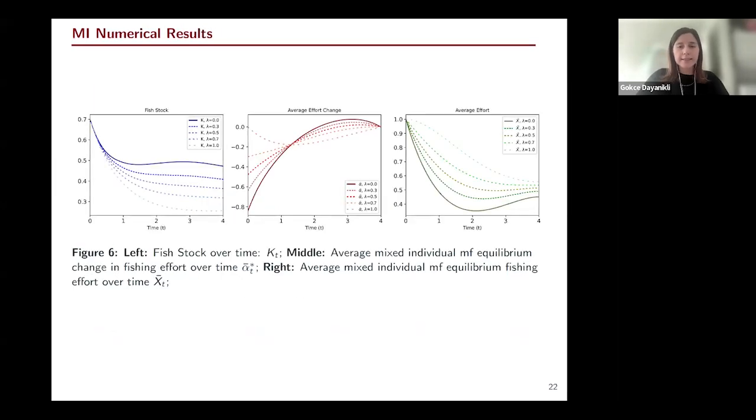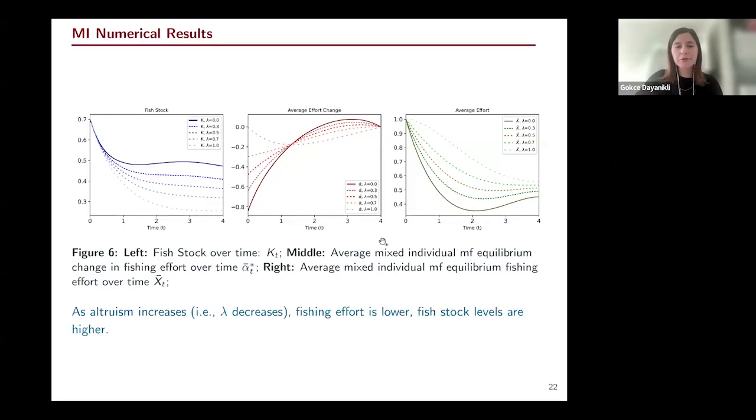Okay. And then let's look at some numerical results. So here on the left, I have the fish stock level, which is the K, and on the right, it is the average effort. These two are the most important because this is just the effort change. So here, the things that we observe are as follows.